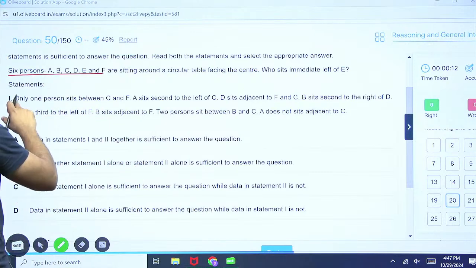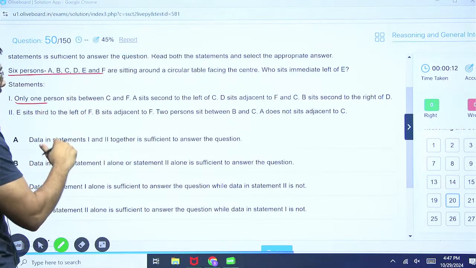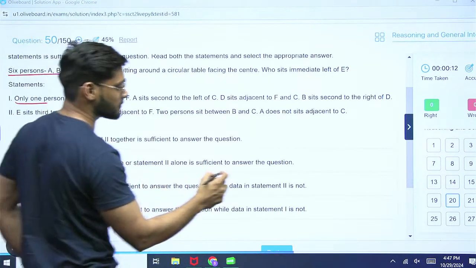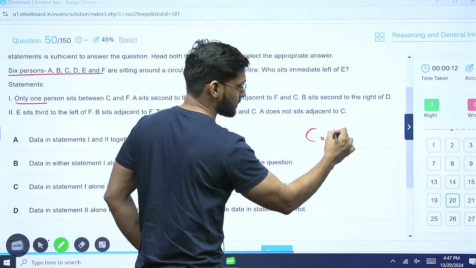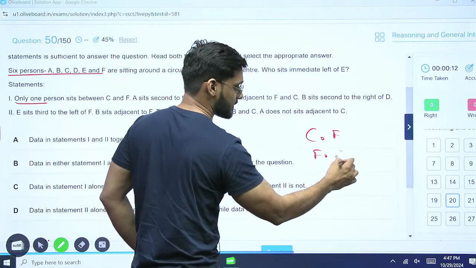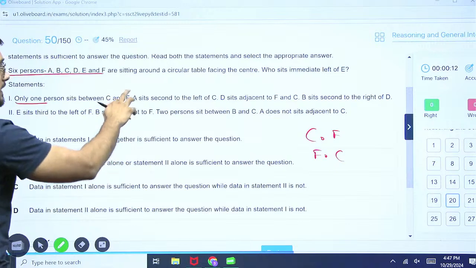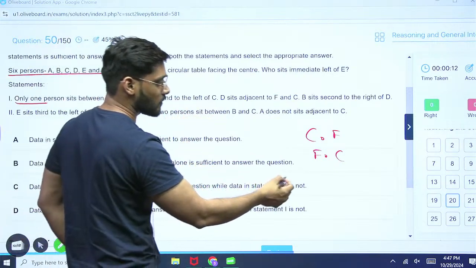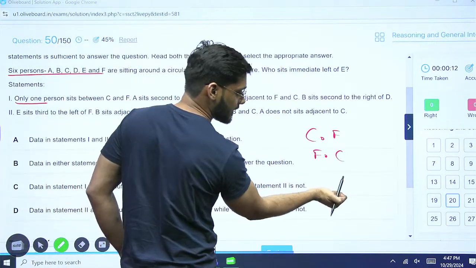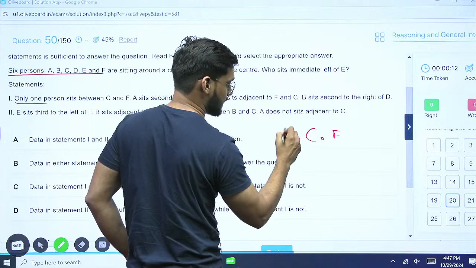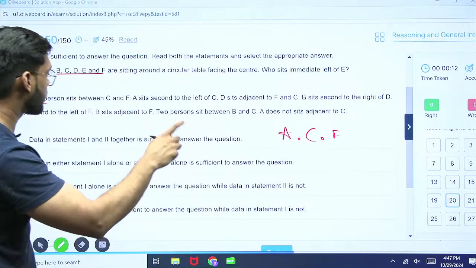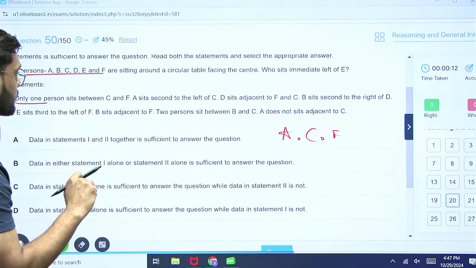Let's see. Statement number 1 is saying only one person sits between C and F. Okay. So it can be like this and it can be like this, CF or FC. A sits second left of C. So if I am fixing C, then A cannot come, and hence the second case is not possible. So A sits second left of C will be like this. Okay. 5 we have fixed, 6 we have to fix.